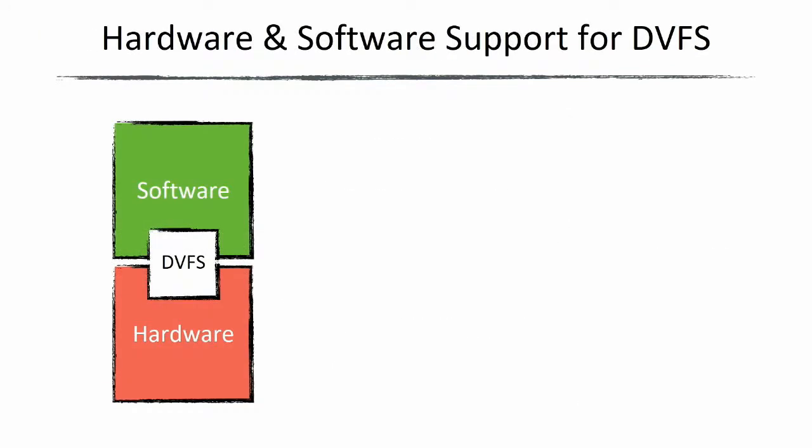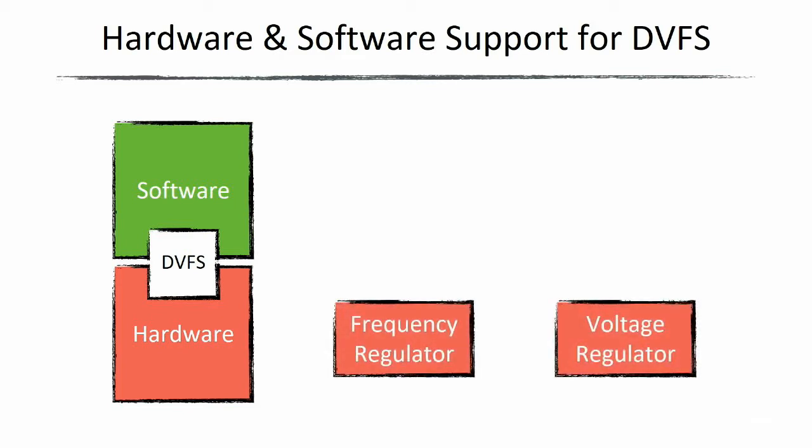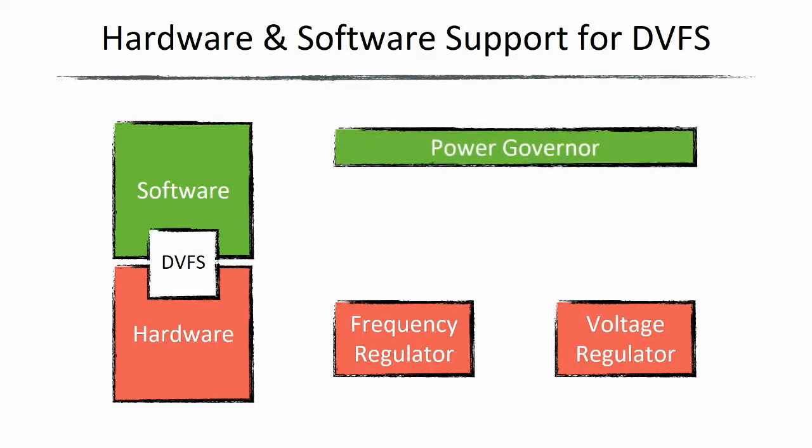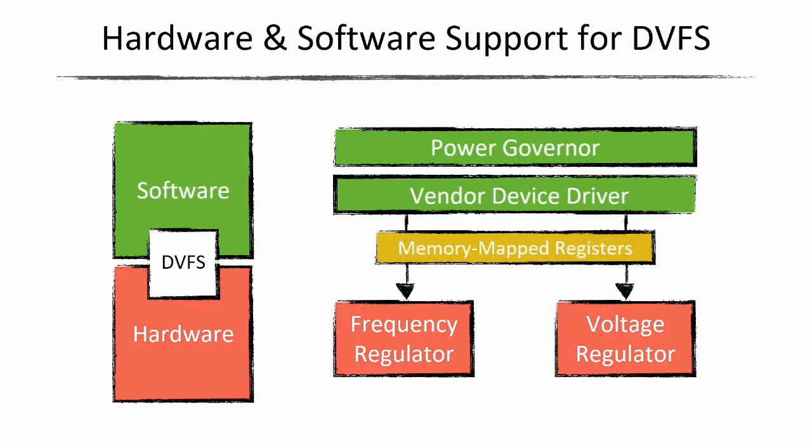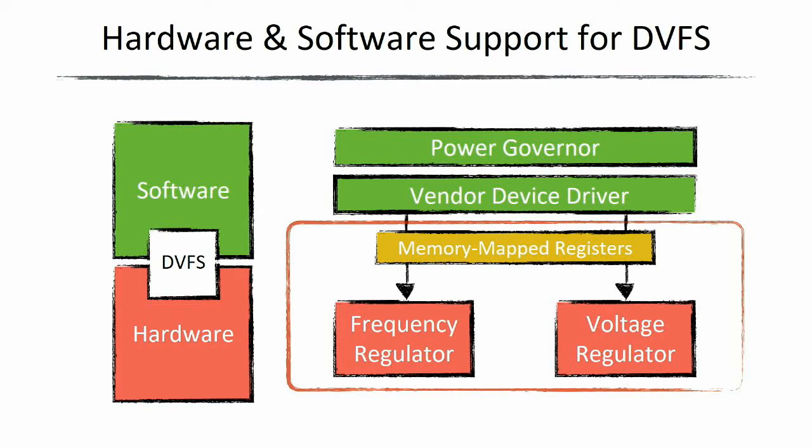This is possible due to a combination of hardware and software support for DVFS. At the hardware level, we have the circuit-level hardware regulators that control frequency and voltage. At the software level, we have the power governors that monitor runtime usage and initiate frequency and voltage changes using the device driver. By studying the source code of the device driver, we know that the software can control the hardware regulators via memory-mapped registers. This is really interesting because now we know that software can control some physical aspects of the underlying hardware. And so we focus our study on the regulators and their interfaces.